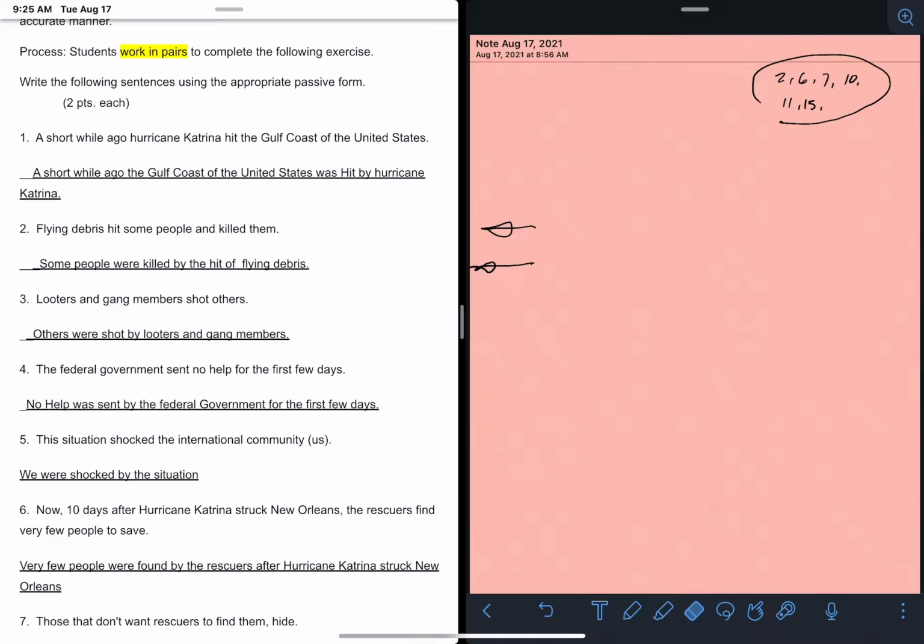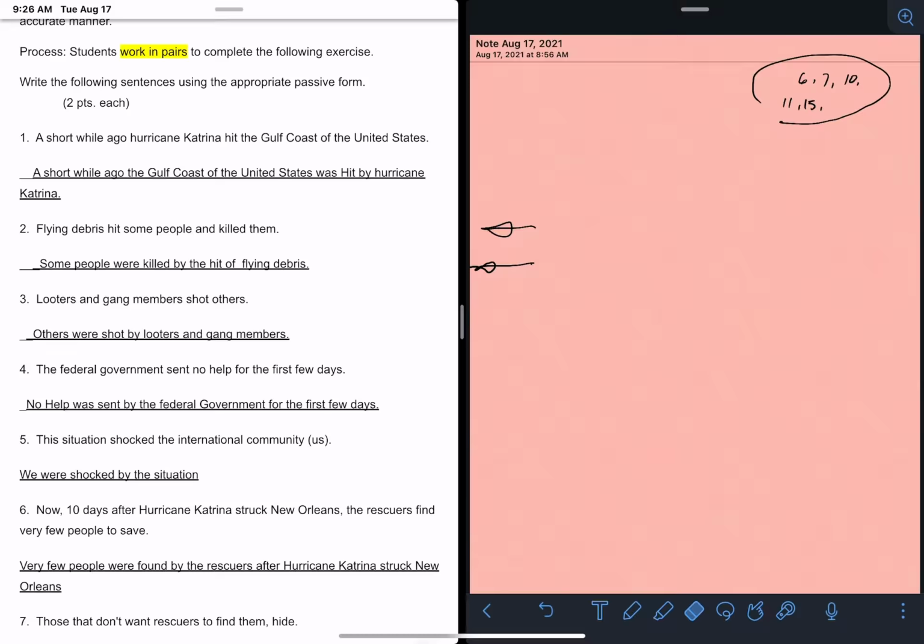So I see what happened here. We tried to use hit as, like in Spanish we would say por el golpe de flying debris, but we don't say that in English. In this case we're using hit and kill as verbs. You can use hit as a noun, but we really want to follow the organization of the active sentence. We don't want to be switching those little details around for the students. We don't want to confuse them. So that's what I would say. Some people were hit and killed by flying debris. Good. So that was number 2.